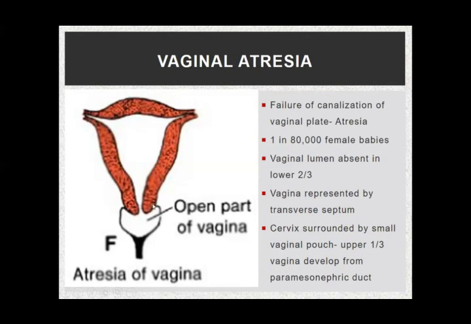ठीक है, cervix को surround भी करता है. But this is how it's seen bulging out surrounding the cervix. A pouch, vaginal pouch कहते हैं इसको. So the vagina is simply represented by a septum, a transverse septum.